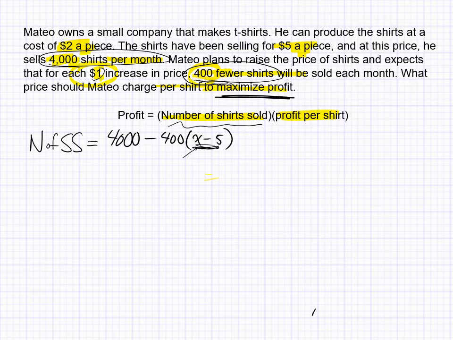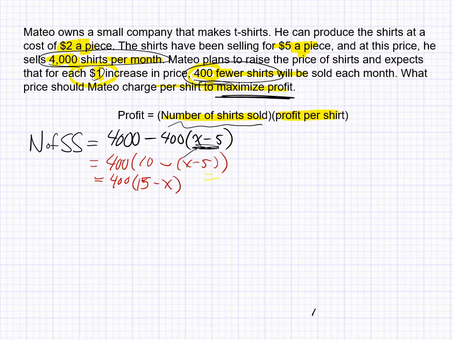So the number of shirts sold, this equation will generally give us that value. We can look at this a little bit simpler. Let me factor 400 out of this. That would leave me with 10 minus (x minus 5), which I could then write as 400 times (10 minus x minus 5), which would be 400 times (15 minus x).